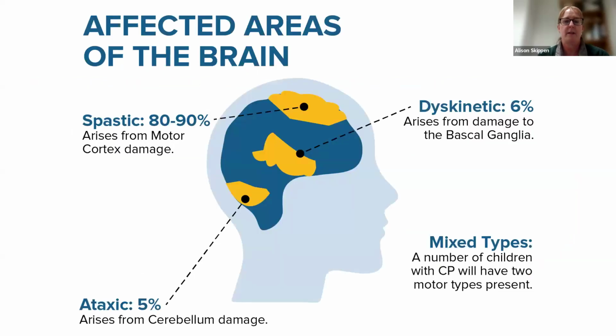So then thinking about the affected areas of the brain, that will give us our different types of cerebral palsy. Damage in the motor cortex, which is at the top, gives rise to spastic cerebral palsy, which is 80 to 90% of cases. Then you've got dyskinetic cerebral palsy, which is much less common, but can arise from damage to the basal ganglia. And then you've got ataxic cerebral palsy, which again is less common, only about 5%, and arises from cerebellar damage. And then you could have children who have mixed types, a mixture of spastic, dyskinetic, or ataxic cerebral palsy.